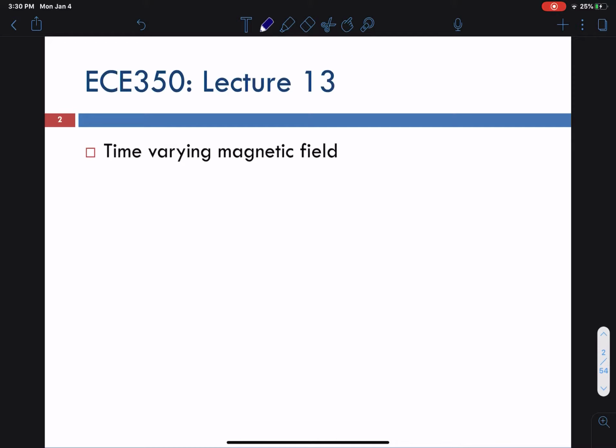So first is time-varying magnetic field. Let's see what a time-varying magnetic field is. Your magnetic field could be B, H, or phi, which is magnetic flux. If they're changing over time, that's called a time-varying field. What happens when the field changes is the main thing for this chapter.